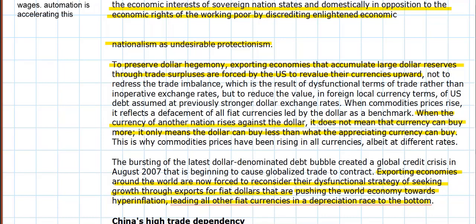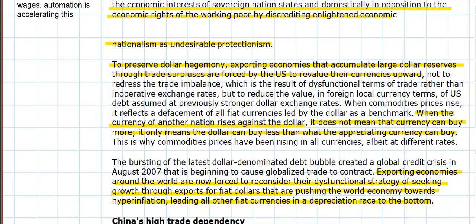When the commodity prices rise, it reflects a defacement of all fiat currencies led by the dollar as a benchmark. When the currency of another nation rises against the dollar, it does not mean, we see this before, that the currency can buy more. It only means that the dollar can buy less than what the appreciating currency can buy. In other words, it devalues the dollar. So basically, instead of getting a fair exchange for what you traded for in dollar terms, when they have to revalue the dollar, those dollars that you accumulated are actually worth less. So you don't get a fair exchange.